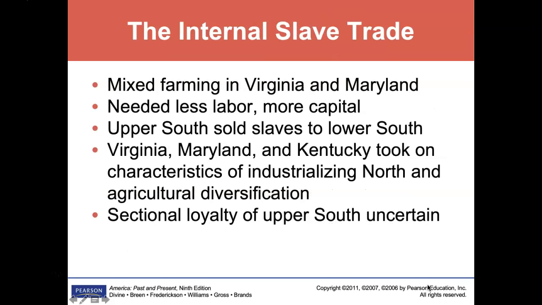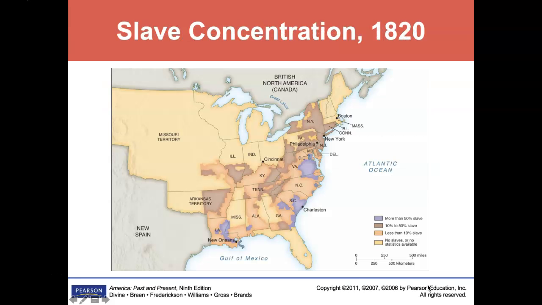When it comes to the internal slave trade here, mixed farming in Virginia and Maryland needed less labor, but they provided more capital. In the Upper South, they sold slaves to Lower South states. Virginia, Maryland, and Kentucky, for example, took on characteristics of industrializing the North and agricultural diversification, but the sectional loyalty of the Upper South was somewhat uncertain, and this would combine to form somewhat of a problem for them in the Civil War.